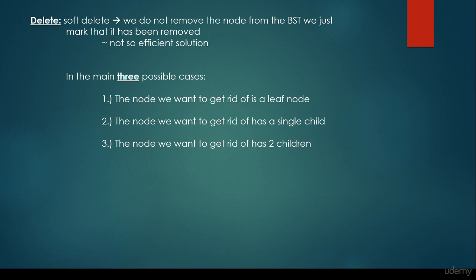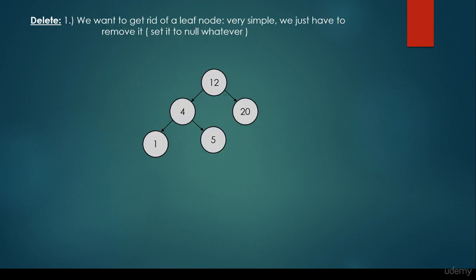Basically, we have three cases. The node we want to get rid of is a leaf node, and we just have to set it to null. The node we want to get rid of has a single child, and we just have to manipulate the references. But the most complex part is case 3, when the given node has 2 children. Okay, let's consider all of them.